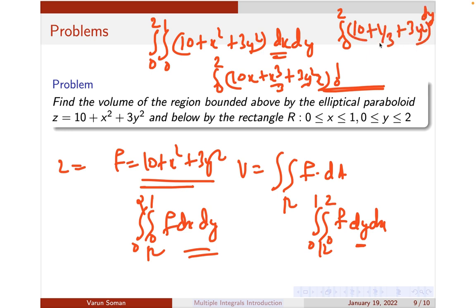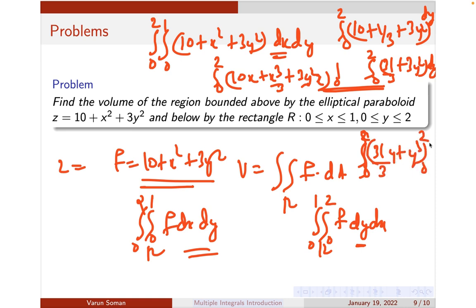Now simplify this. It will be the integral from 0 to 2 of 31 by 3 plus 3y square dy. Now integrate with respect to y. So it is 31 by 3 y plus 3y cube by 3, in the limits 0 to 2. No new concepts are there, only familiar integration concepts. The only thing is that you are extending the integration by one more step. We are not studying any new concepts; you are just generalizing the familiar one-variable calculus.